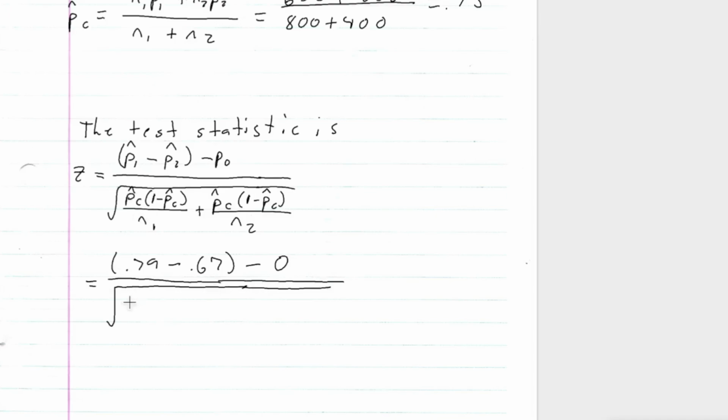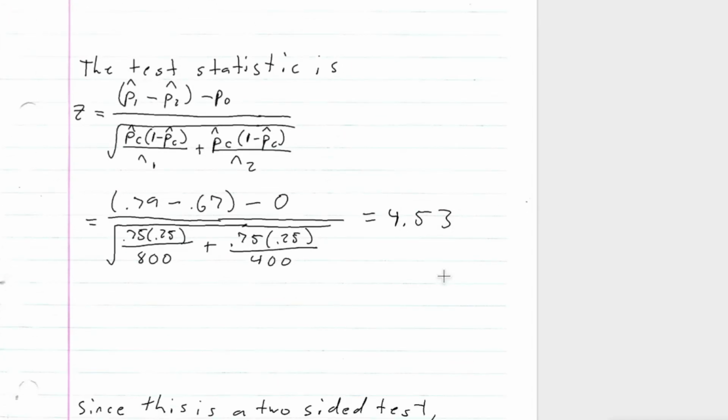So our pooled proportion was 0.75 times 0.25 over 800 plus 0.75 times 0.25 over 400. And then this gives us our test statistic of 4.53.